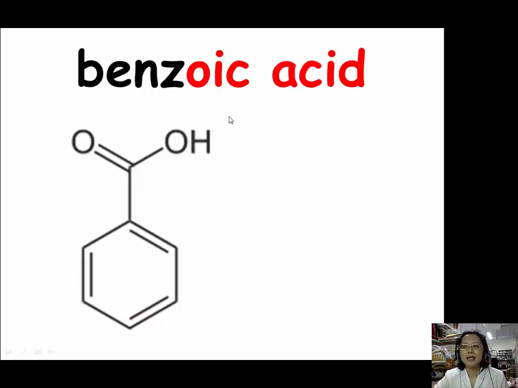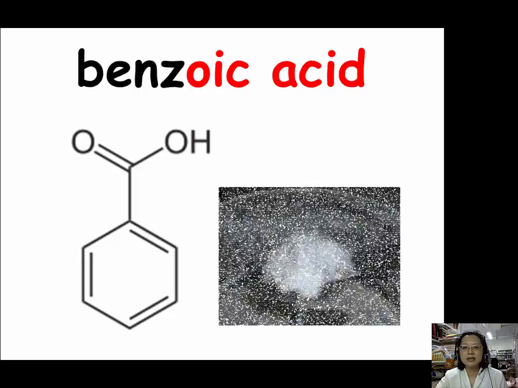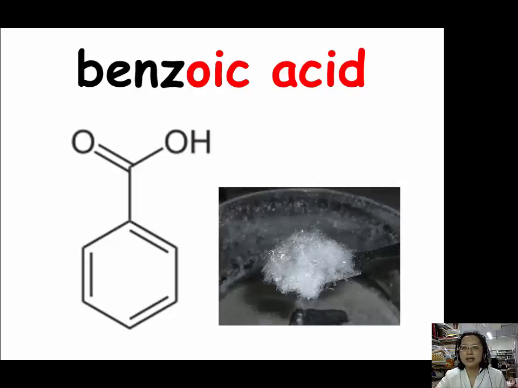For OIC acid, our example is benzoic acid. Benzoic acid is a white crystalline organic acid. Its structure is shown as the left of the PowerPoint. It is also the simplest aromatic carboxylic acid. Benzoic acid can be used as a food preservatives and in many other industrial applications.